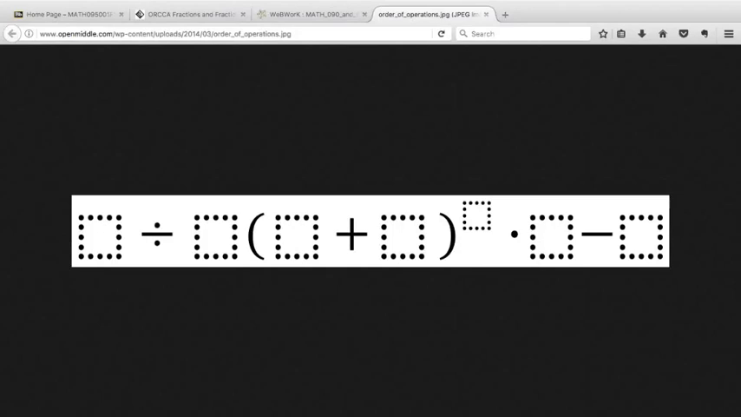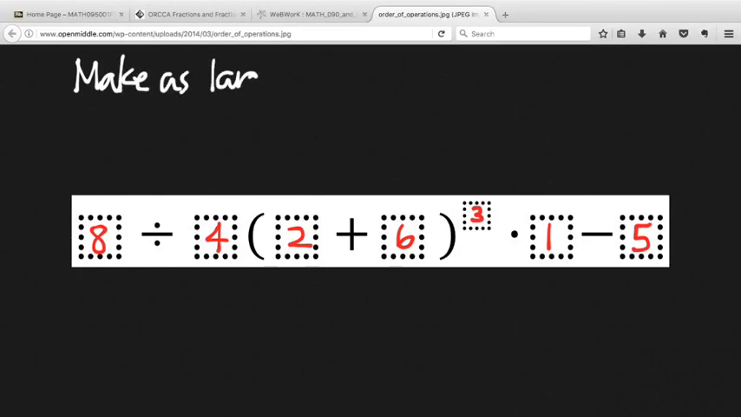Let me put some concrete numbers in here so that we have an example to work with. Let's suppose that I fill this in with, I don't know, 8, 4, 2, 6, 3, 5, 1. No, let's do 1, 5. I don't know. So again, if you want to do this whole problem-solving thing on your own for fun, the goal is to make this quantity as large as possible. So that's the big problem-solving task.